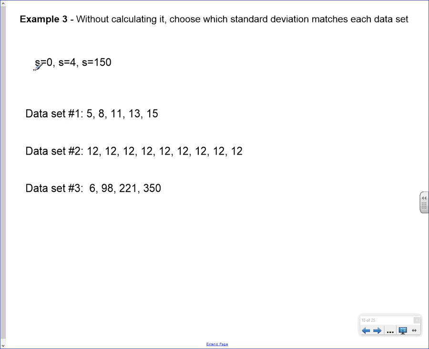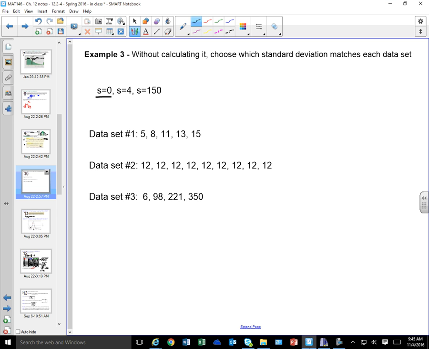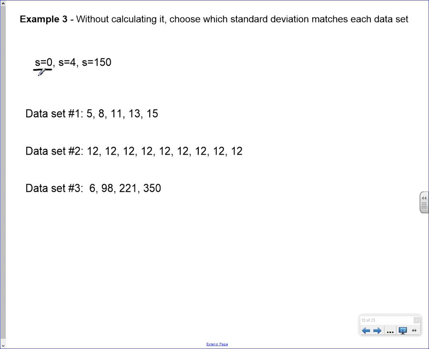So the first one we're going to look at is s equal to 0. So the standard deviation is equal to 0. Which one of these data sets has a standard deviation equal to 0? On number 2. Okay, so we're going to put the standard deviation of 0 with this, okay?